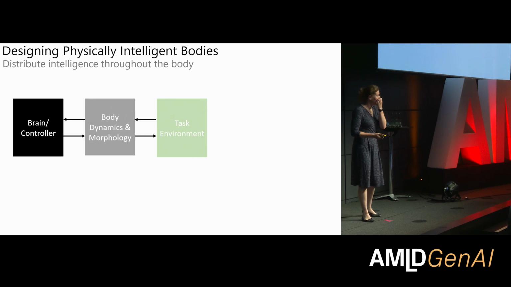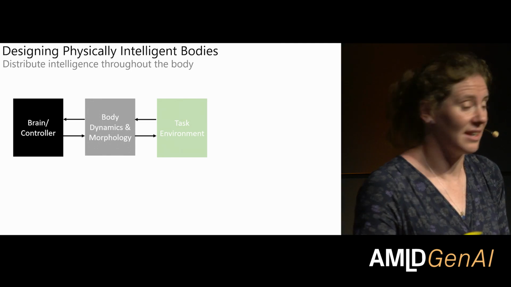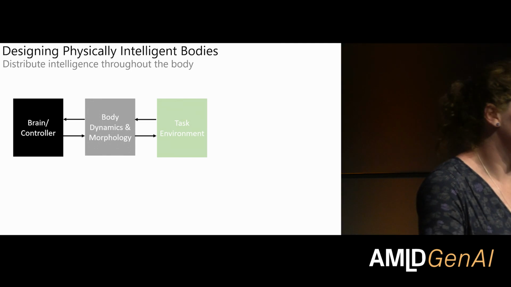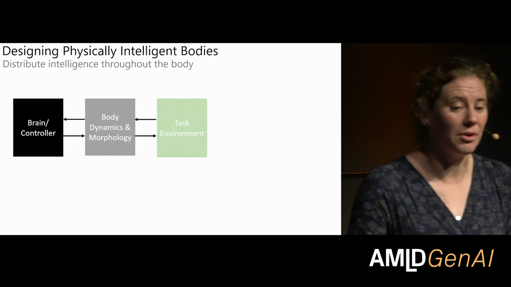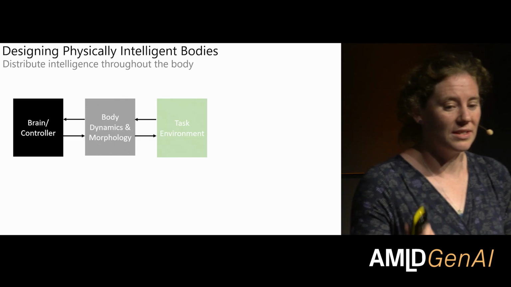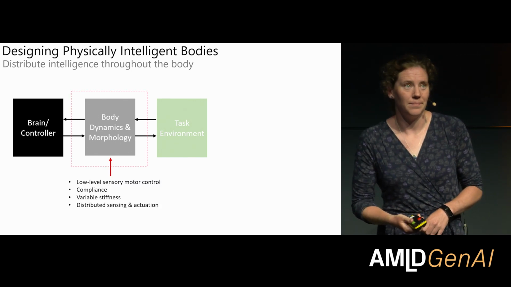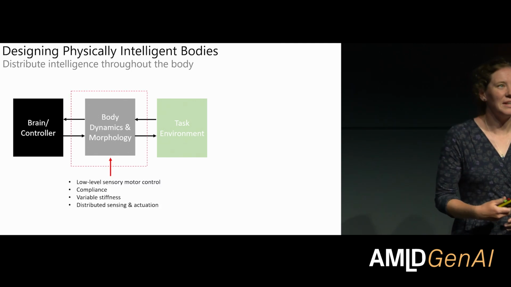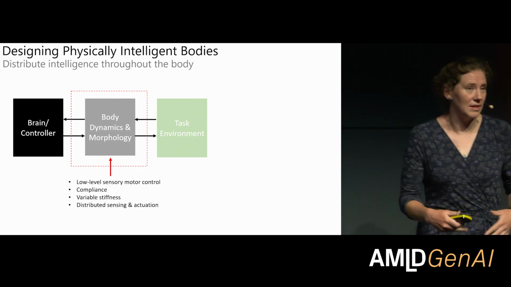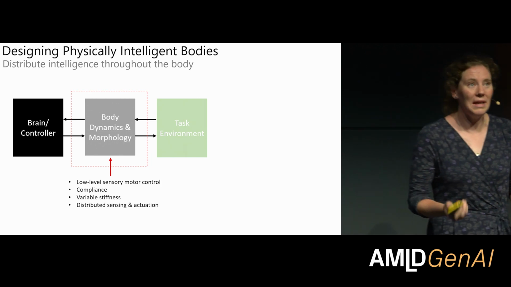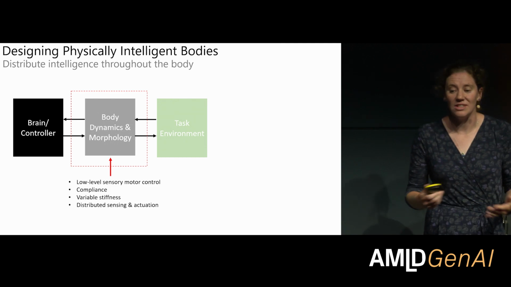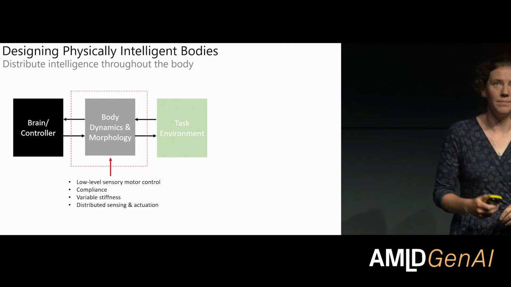So what does this actually mean? When we say embodied intelligence, we mean rather than just having a brain and a controller that acts in the world, this brain and the controller and the actions we select go through our body, our dynamical processes, and our morphology, and then interact with the task in the environment. We're interested in how we can design these bodies to exploit low-level sensory motor control, compliance, variable stiffness, or even distributed sensing and actuation.